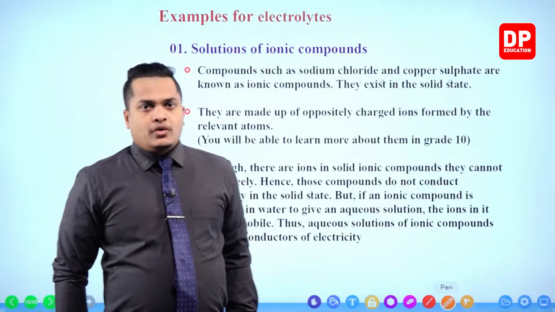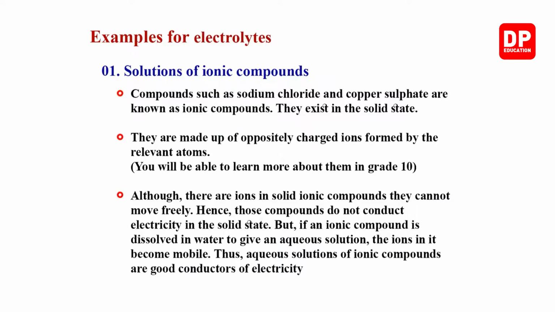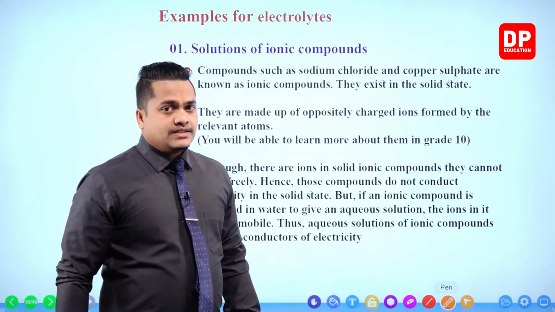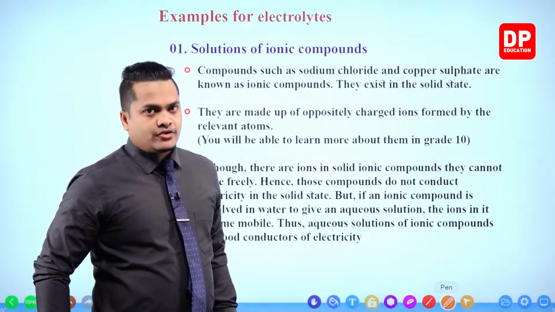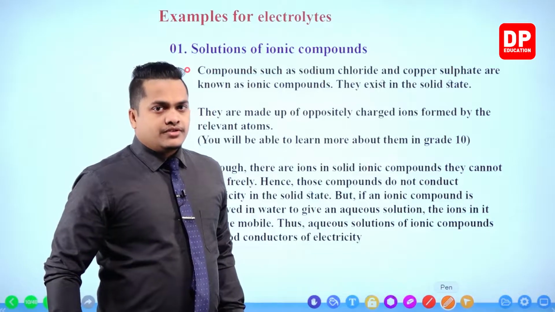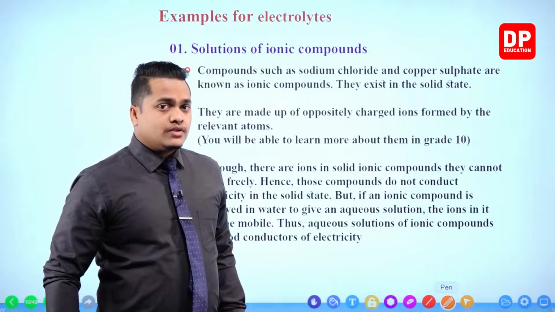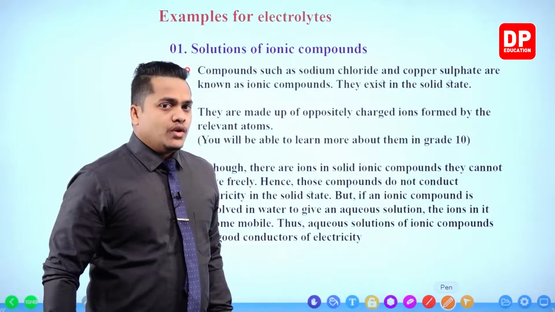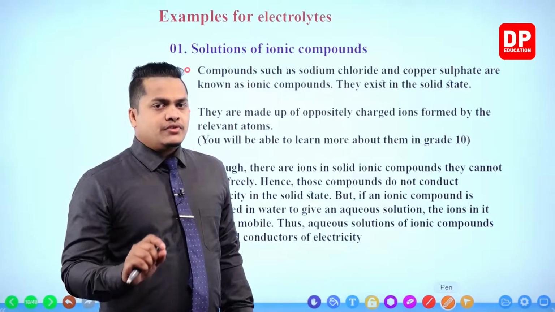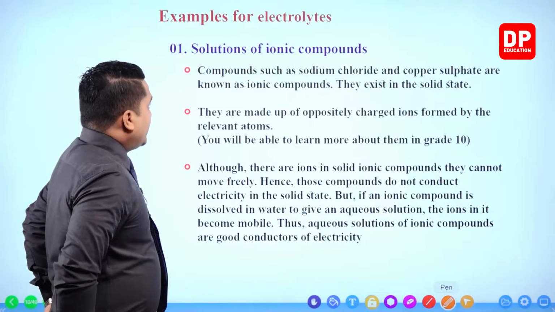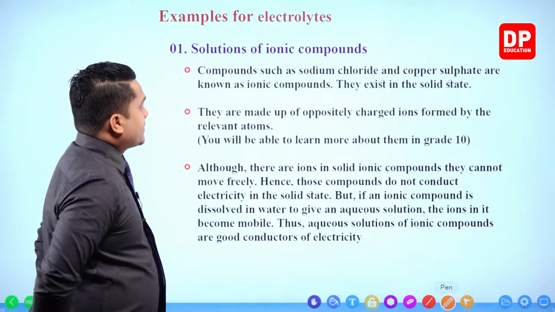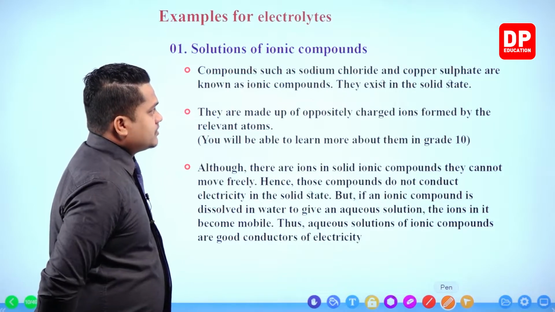Okay, so now we are going to study examples for electrolytes. You know that electrolytes are the substances or solutions that can pass or conduct electricity. So we are going to identify several examples for these electrolytes. The first one, number 1, is solutions of ionic compounds.